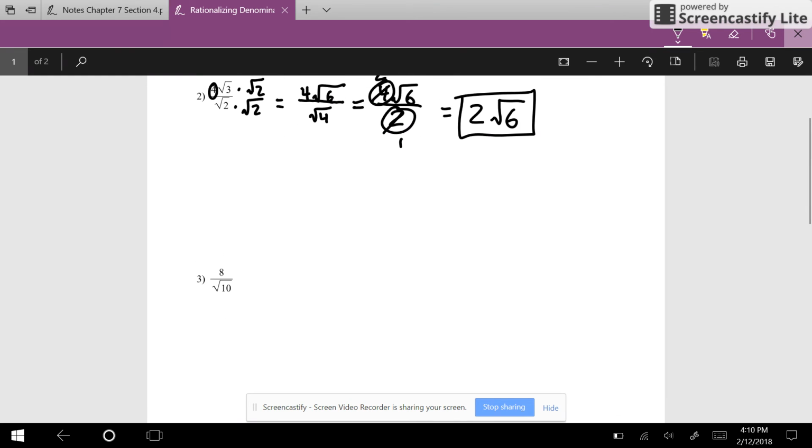And lastly, 8 over square root of 10. So once again, I'm going to multiply by square root of 10. In the numerator, I have 8 times square root of 10. One's rational, one's irrational. They don't combine. I just put them like that. And the denominator, square root of 10 times square root of 10 is the square root of 100. Hopefully we realize the square root of 100 is 10.